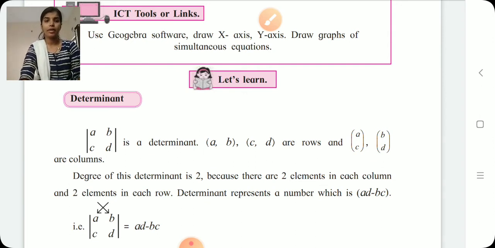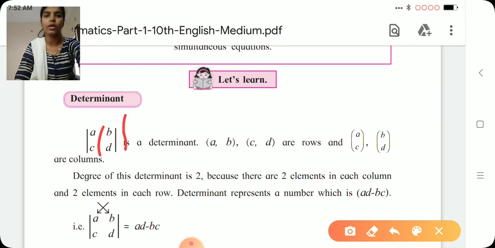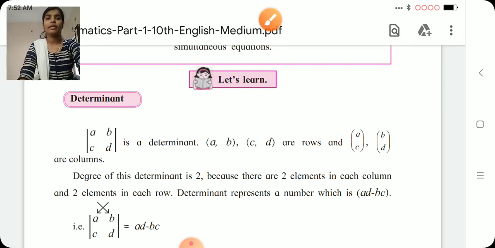A, C, B, D are the elements of the determinant. So A, B, C, D is a determinant. A, B and C, D are the rows, and A, C and B, D are the columns. The degree of the determinant is 2 because there are two elements in each column and two elements in each row.